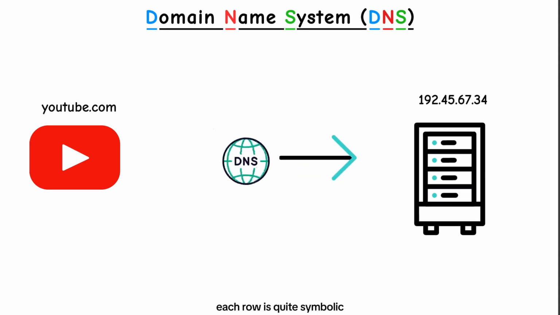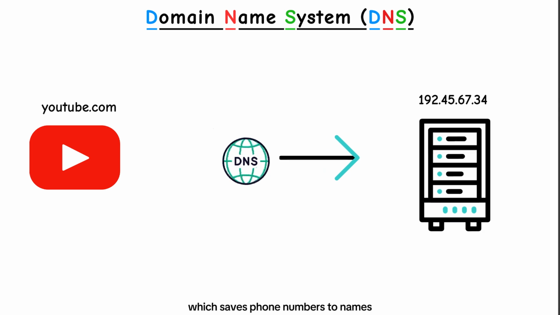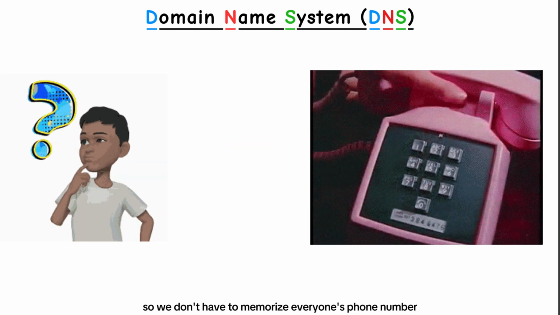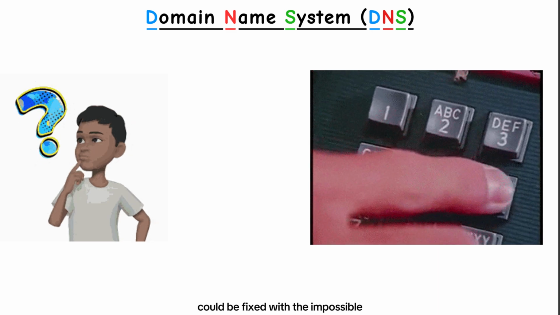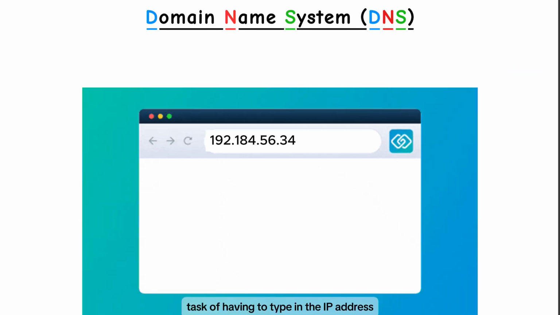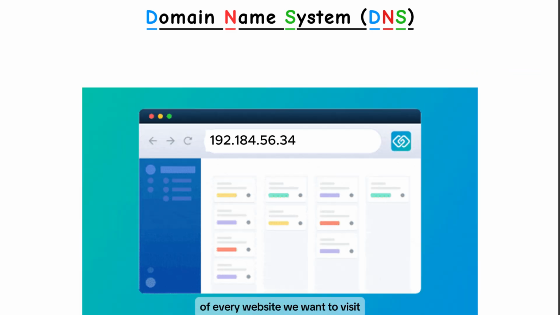the site. This is quite similar to the contact app on our phones, which saves phone numbers to names so we don't have to memorize everyone's phone number in our heads. Same way, without DNS we would be faced with the impossible task of having to type in the IP address of every website we want to visit.